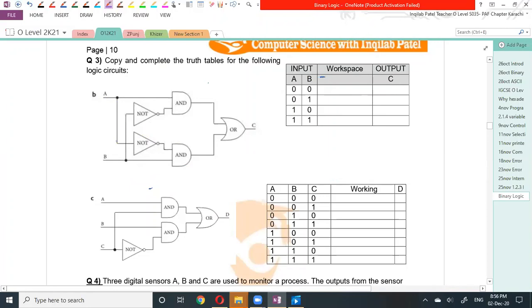This is A, and this is a NOT gate on A, so we say this is A naught. A naught means inverter of A. Inverter of A means if A is 0, it will be 1. And if A is 1, it will be 0. Then this is a NOT gate on B, so we say this is B naught. B naught is the inverter of B. So if B is 0, it will be 1, if 1 it will be 0.